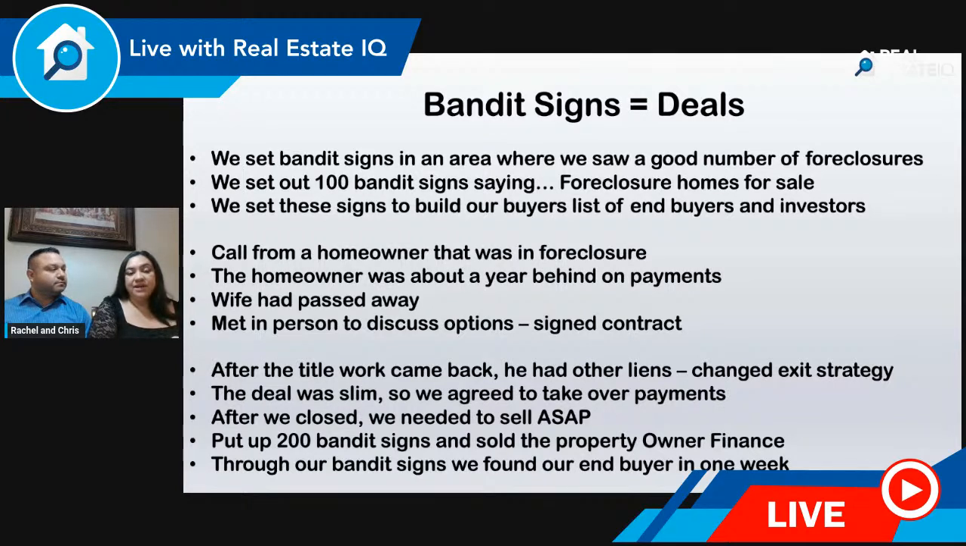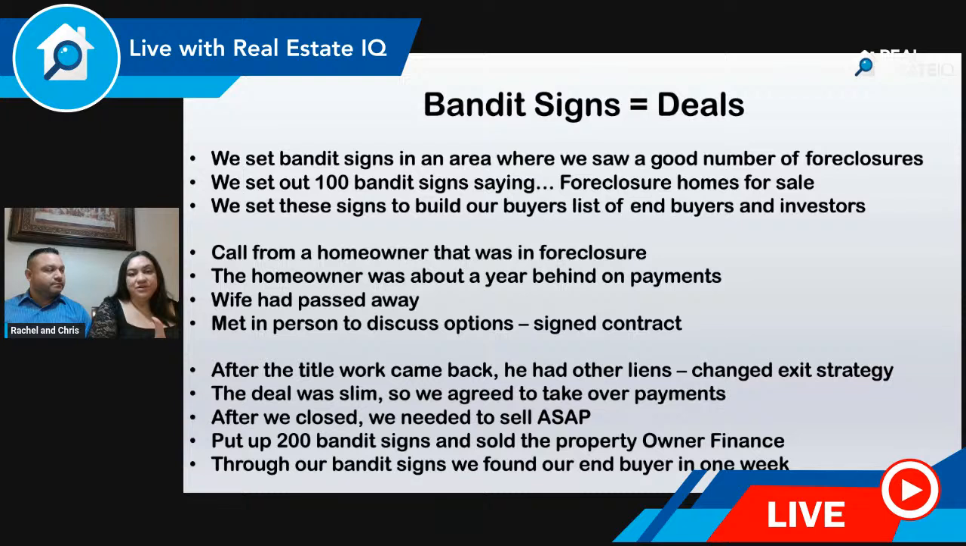So we went ahead and used bandit signs again. We used bandit signs in the same area, but this time we changed our message and we put owner finance available. And yeah, we found our end buyer. It was very quick, very easy. And I don't want to make it seem like it's always going to be quick and easy, but this one was. So it was great.